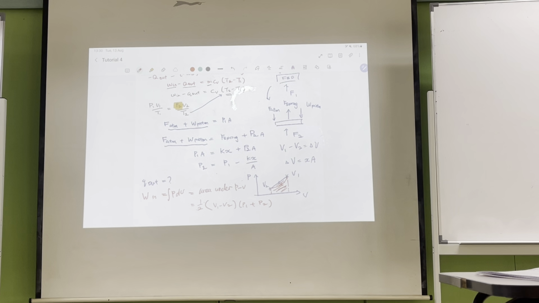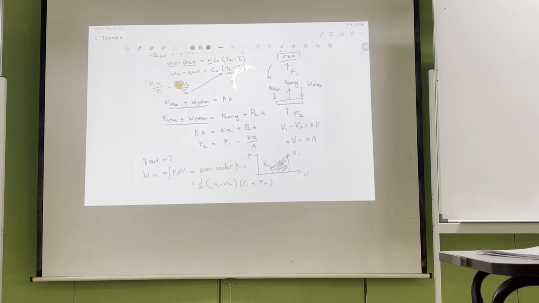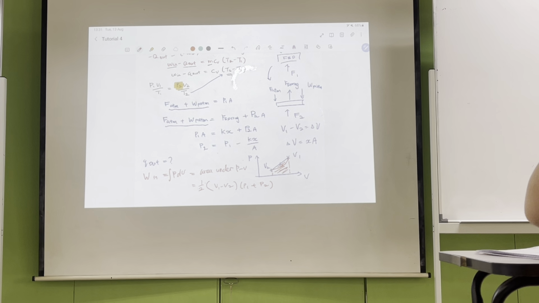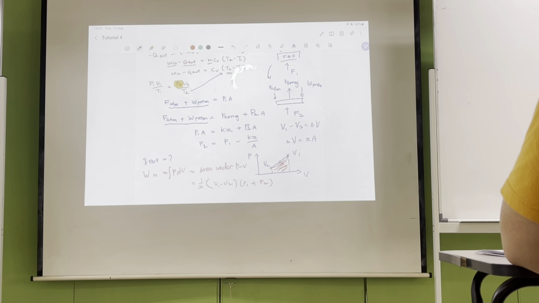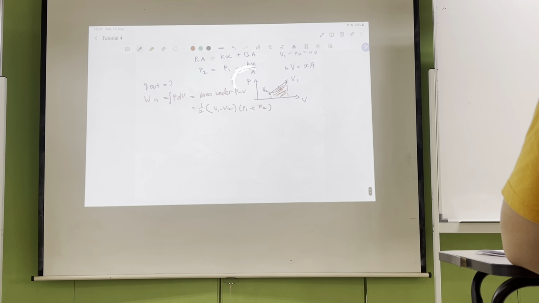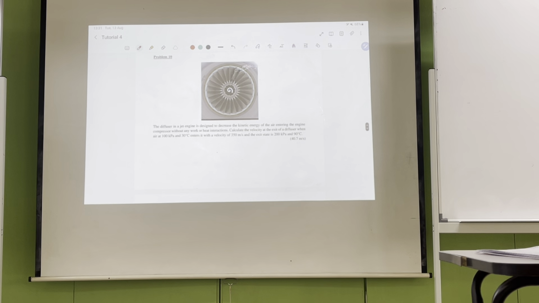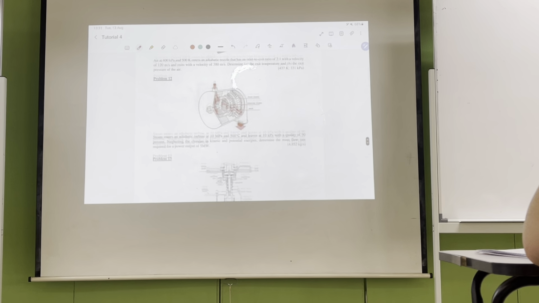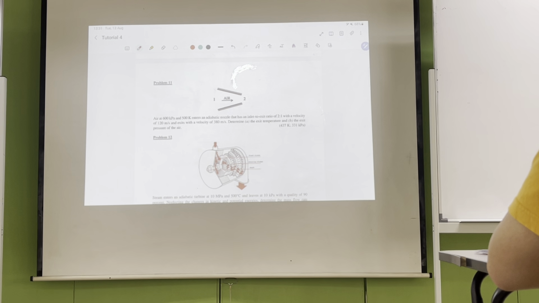I think for closed system, I will stop here. Or we jump straight to open system, because open system here has more complicated questions, I think. Actually, what was the open system question that I asked you in the test? Turbine. Oh, then we don't talk about turbine. Actually, open system is easier than closed system, at least to me.